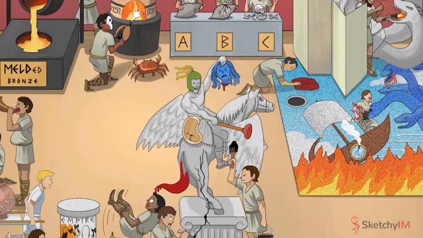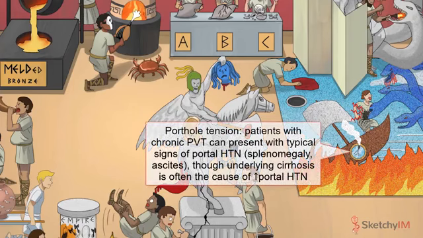Patients with chronic portal vein thrombosis may also present with the typical signs of portal hypertension, such as splenomegaly and ascites. Though it's important to remember that portal vein thrombosis is not necessarily the cause of deterioration and may be superimposed on progressively worsening cirrhosis.